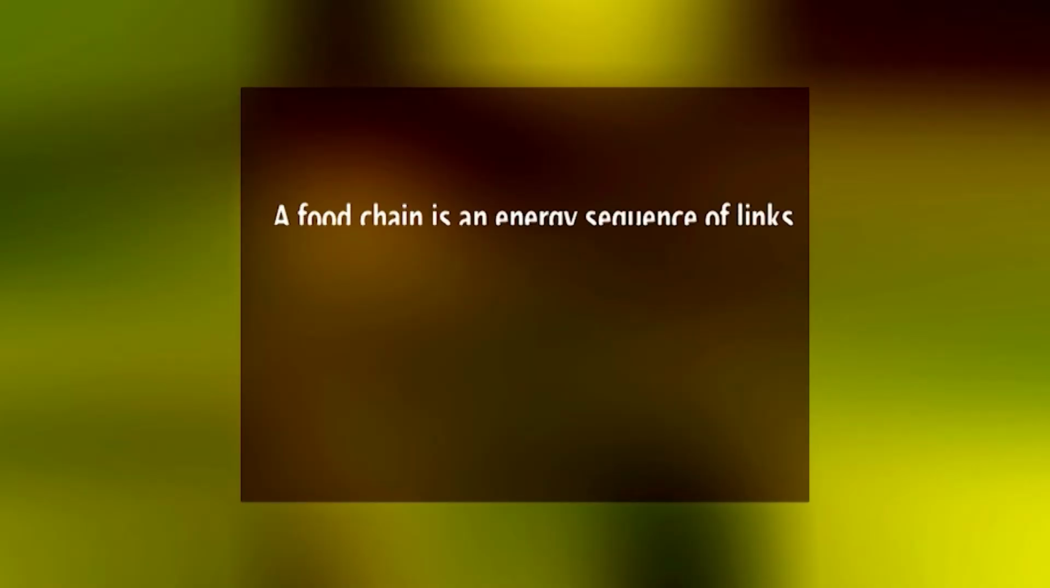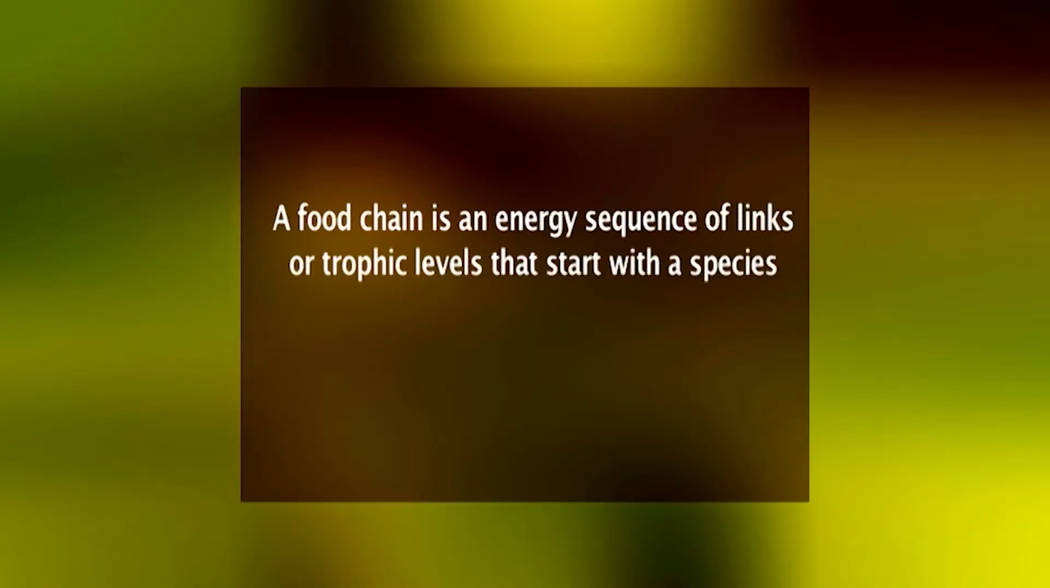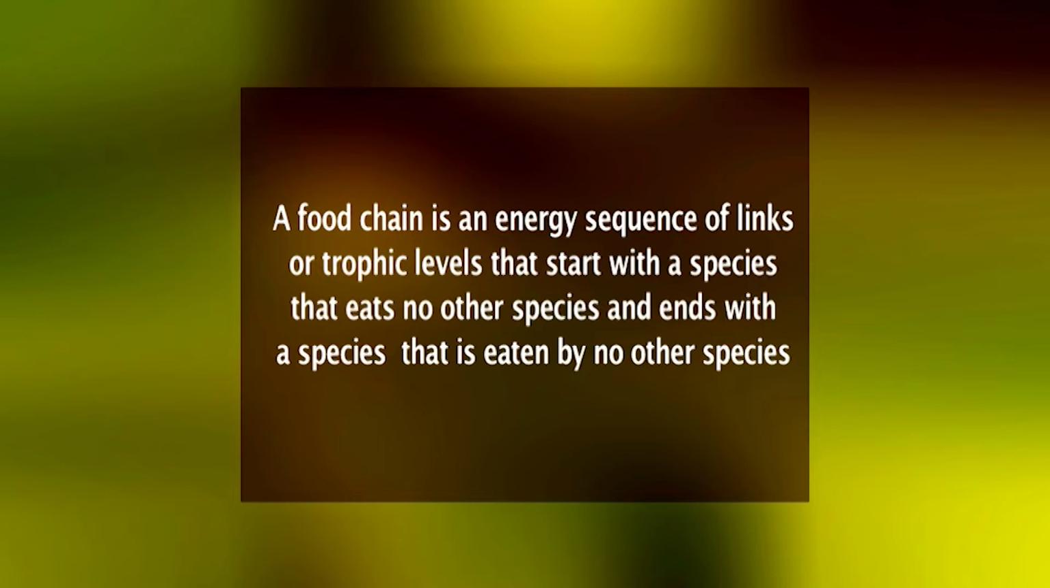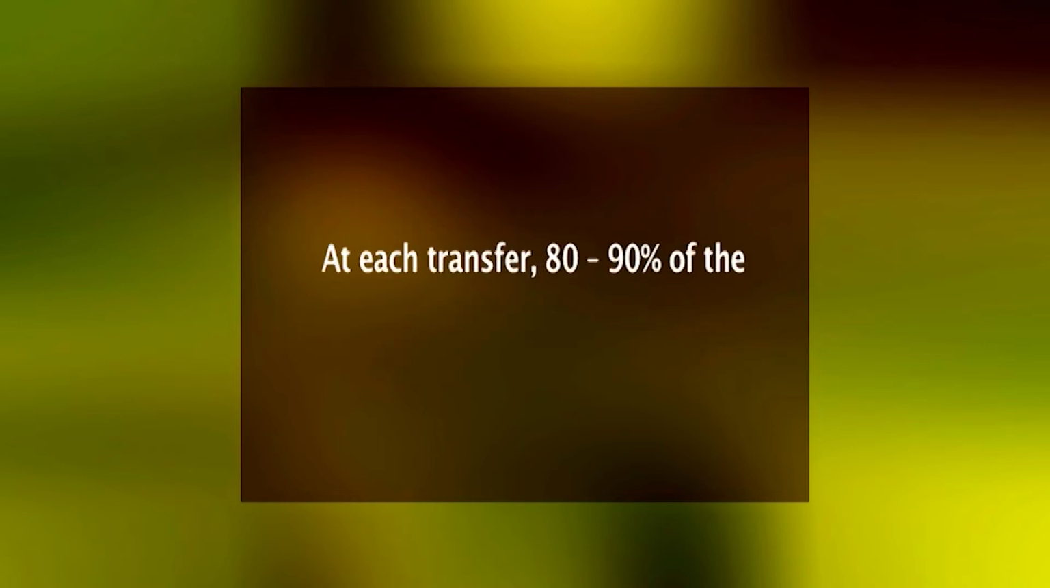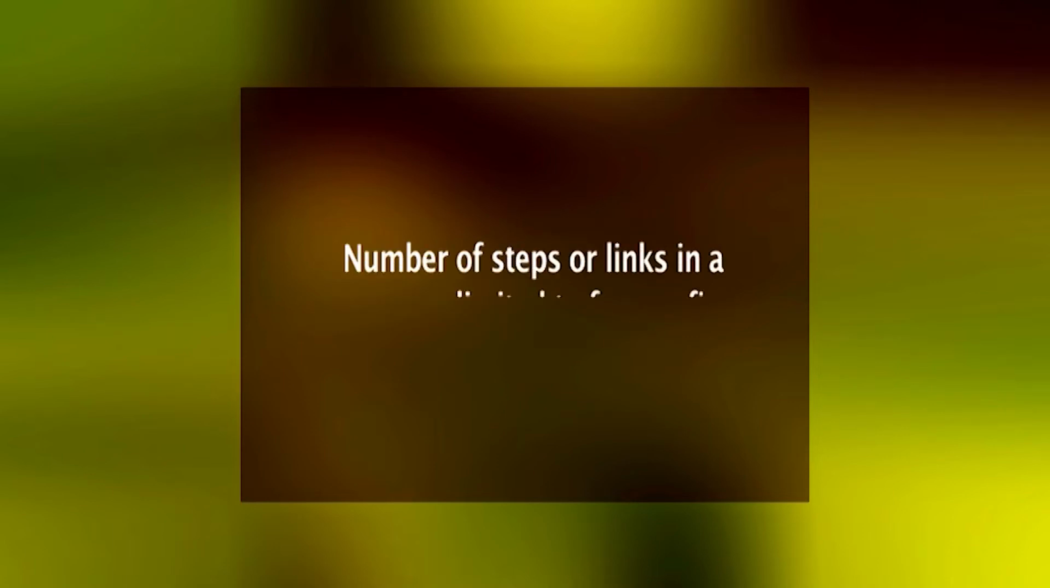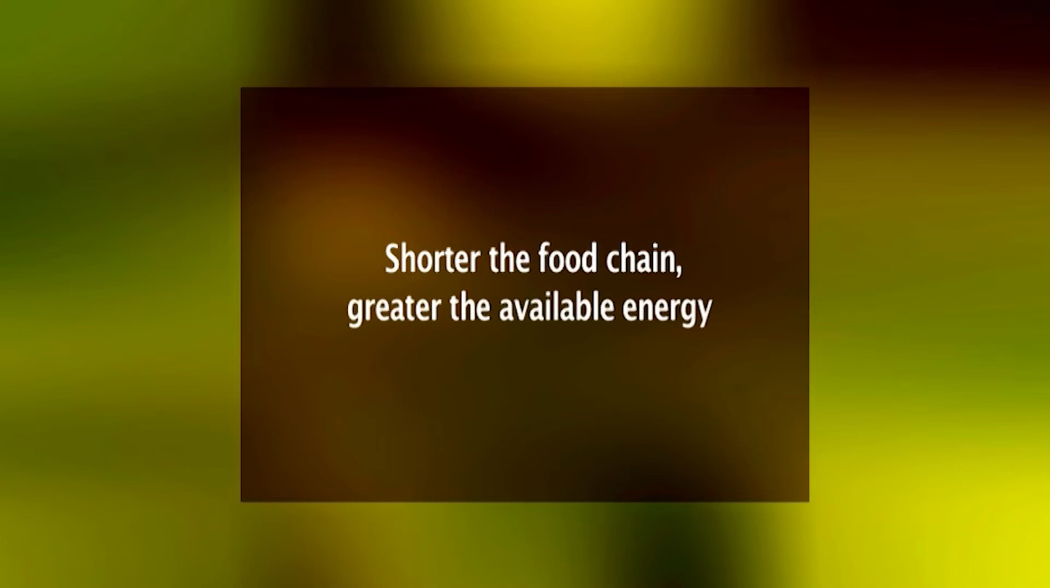A food chain is an energy sequence of links or trophic levels that start with the species that eats no other species and ends with a species that's eaten by no other species. At each transfer, a large proportion, 80 to 90% of the potential energy is lost as heat. Therefore, the number of steps or links in a sequence is limited, usually to 4 or 5. The shorter the food chain, the greater the available energy.